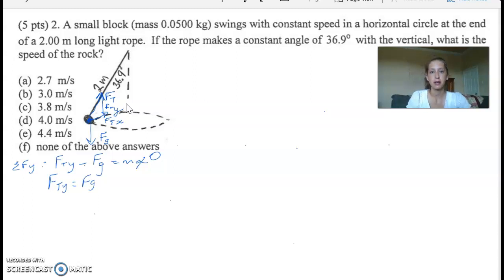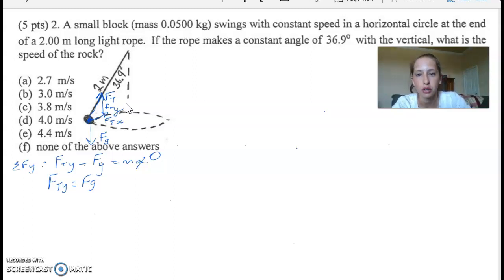All right. You might think I need to find the speed. Where's the speed? Hold your horses. This is a little Sudoku puzzle. We've got to find all the pieces first. Okay. So FTY equals Fg. That doesn't help us find tension. And we need tension to find the speed. So let's find out what this is in terms of T.